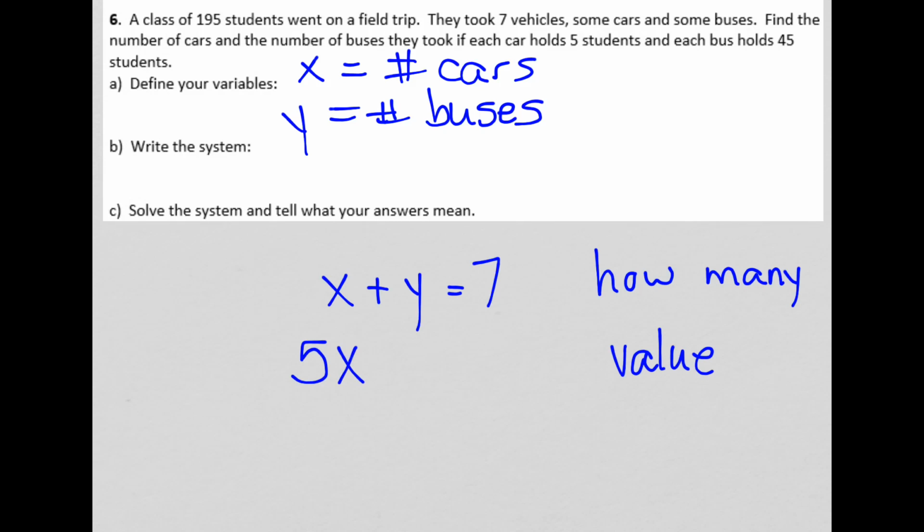Hey, each bus, that's pretty valuable. Each bus holds 45 students. How many buses did I take? Y. I don't know how many, but I called it Y. So 45 times Y is going to represent all the kids that rode in the buses. How many kids went all together? 195. So there you go. I put my value on, and now I have a system of equations to solve, either by substitution or by elimination.